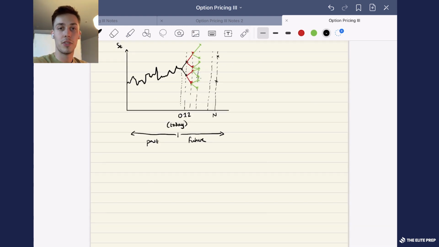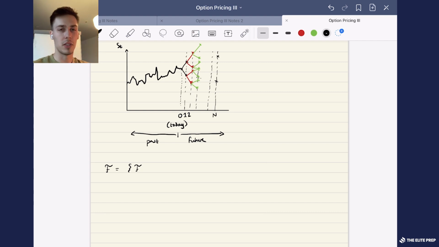Now we are ready to introduce what a filtration is. You can imagine a filtration, F, as a sequence. In an n-period binomial model, this sequence would have n steps because we want to account for every point in time.